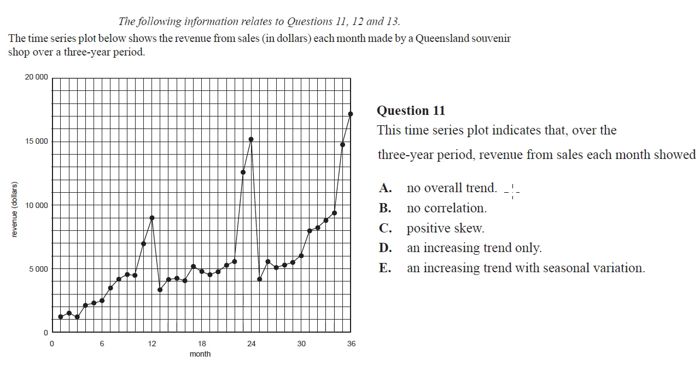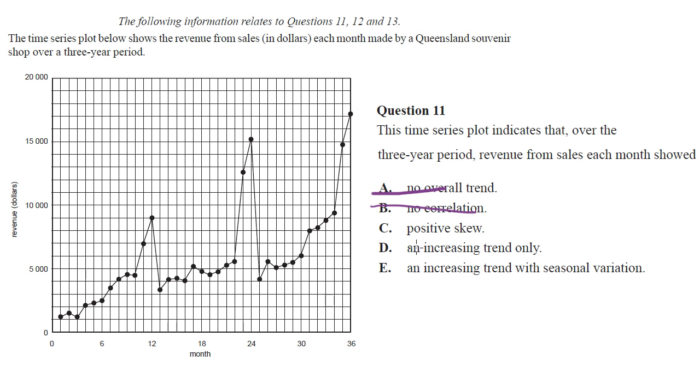First of all, no overall trend. Well, that doesn't seem right because there's a definite trend going on here. It's actually increasing up the page, and then there's these funny peaks as well. So it's not no overall trend. No correlation? Well, correlation doesn't really apply to a time series in this way. We're not really talking about how well does month correlate to revenue. So it's not going to be that one.